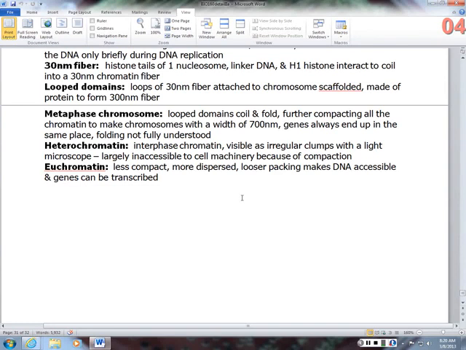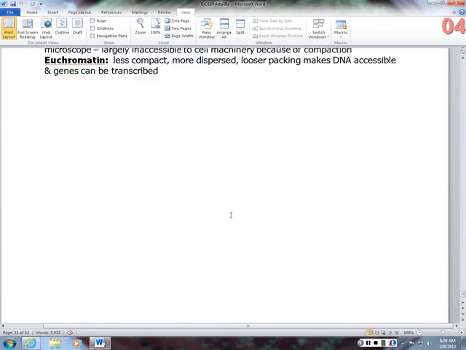With the heterochromatin, a lot of the cell's enzymes can't access it. Euchromatin is when it's most useful. The DNA can be accessed by the enzymes, and then you can actually transcribe the genes. The other two phases are more packaging phases.